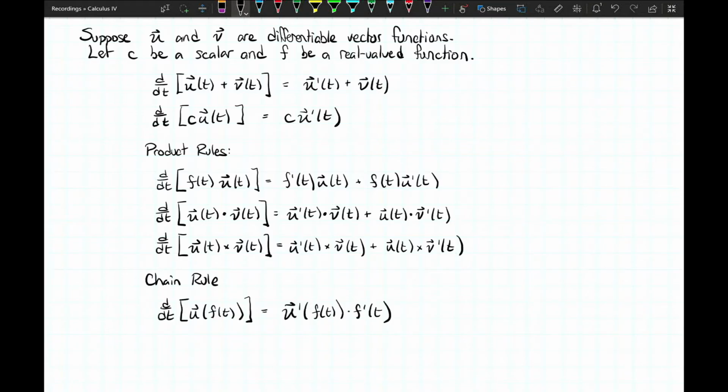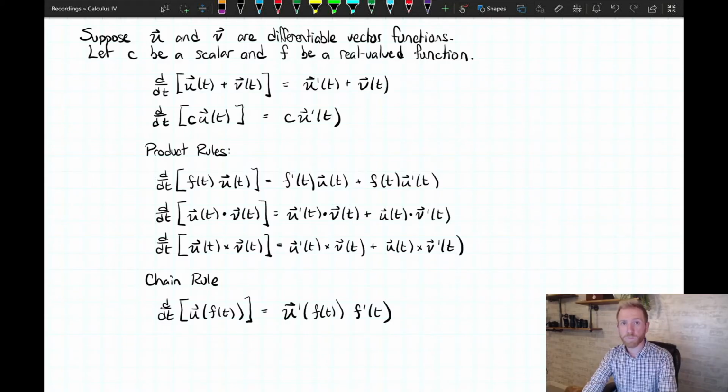And luckily, nothing unexpected here either. Really, this is just applying the chain rule on every individual component. And so as a result, we have this sort of scalar multiple f prime of t. And I may be confusing here, maybe I shouldn't write that dot because this is just a scalar multiple.